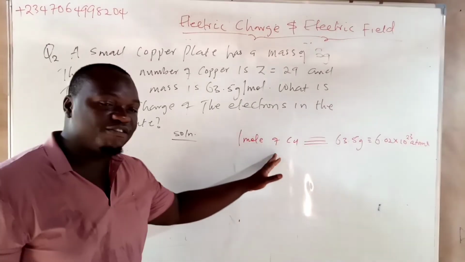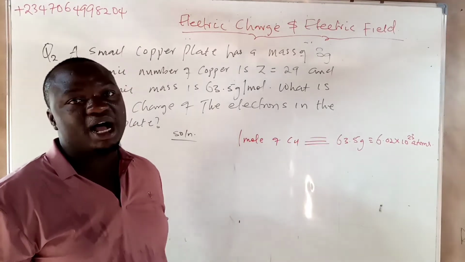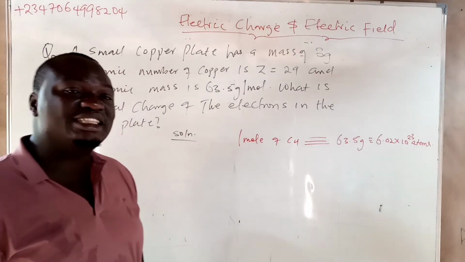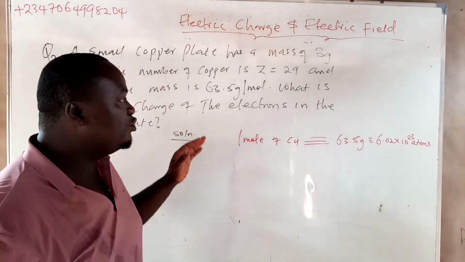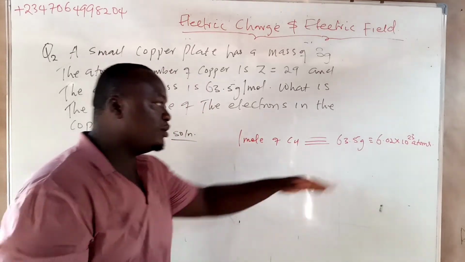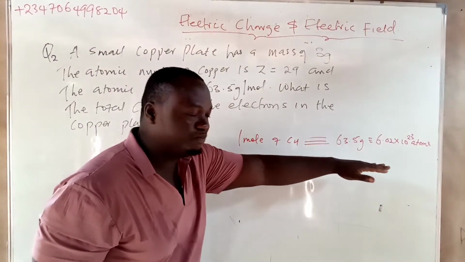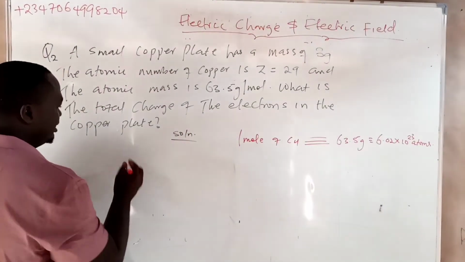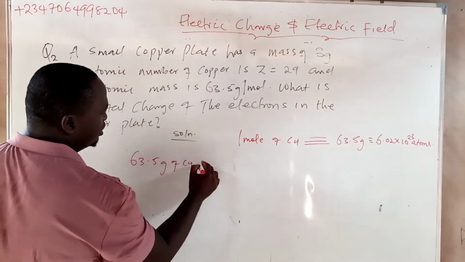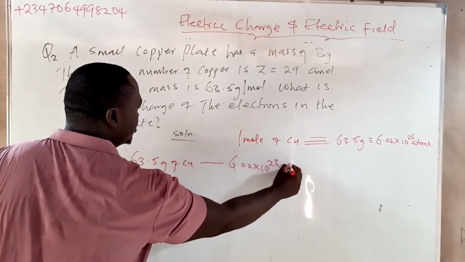Remember, I wrote a simple formula for you that 1 mole of copper is equivalent to 63.5 grams of copper, which is also equivalent to 6.02 times 10 to the power of 23 atoms. From the question, I only have grams and atoms. So I want to convert from grams to atoms. First of all, you carry this relationship that 63.5 grams of copper is equal to 6.02 times 10 to the power of 23 atoms.